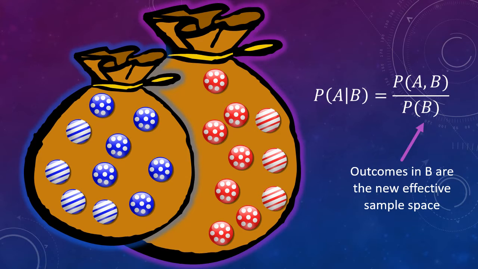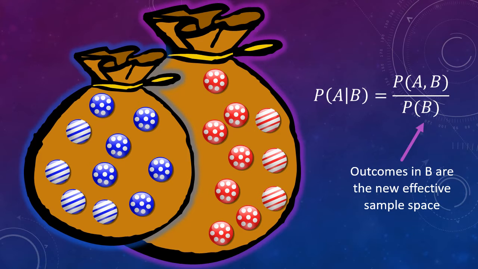When you're trying to figure out what's being conditioned on in a word problem, ask yourself, what's my new sample space? Or to what subgroup am I restricting myself? In the example with the marbles, we were restricting ourselves to just the blue marbles. In the example with the employees, we were restricting ourselves just to the executives.